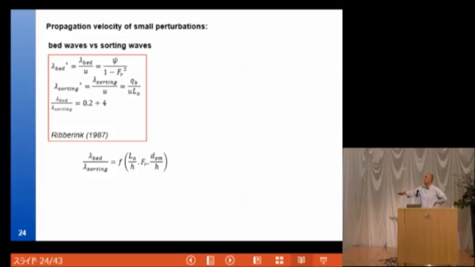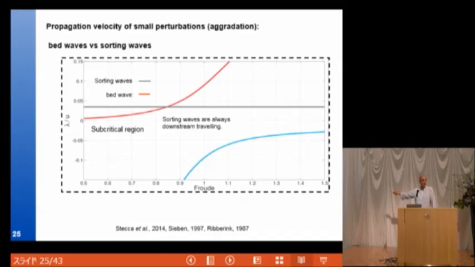He concluded that this ratio can be in the range between 0.2 and 4, which means that the bed wave can be faster or slower than the sorting wave. It depends mainly, as I show here, on the ratio between the active layer and the water depth, and the Froude number. D_sm is the mean diameter, but it does not play a big role on that, actually.